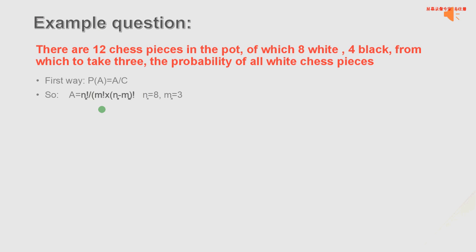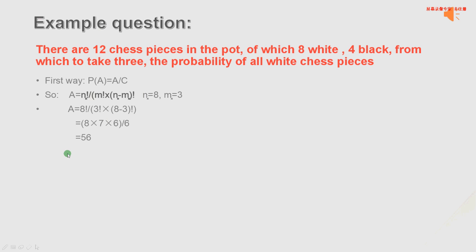The A equal the factorial of n, divide the factorial of m, multiply the factorial of n reduce m. In this question, the n equal 8 because we want to get white, and in the pot have 8 white chess pieces. The m equals 3 because we need to get 3 times and get the 3 chess pieces. So A equal the factorial of 8 divide the factorial of 3, multiply the factorial of 8 reduce 3. The answer is 56.